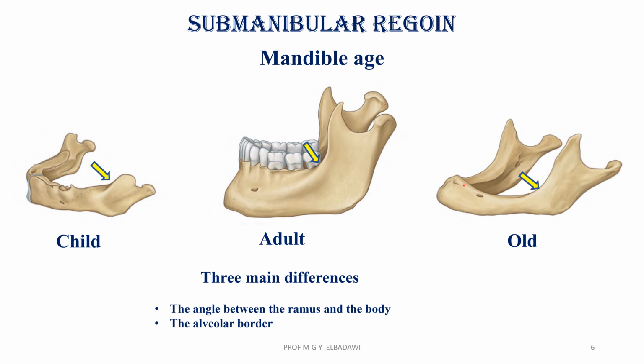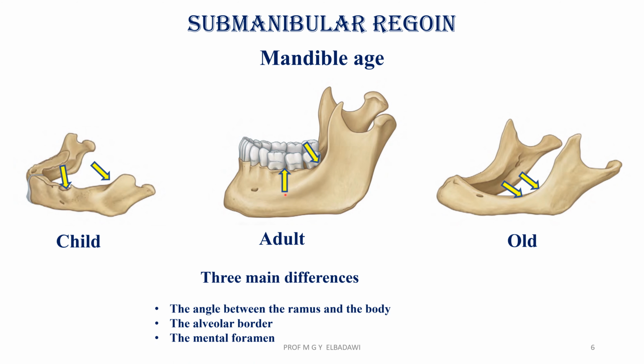The second is the alveolar border itself. It is not well developed in childhood. It is very well developed in adult with the full teeth around. At old age, it is almost absorbed because of the loss of the teeth.